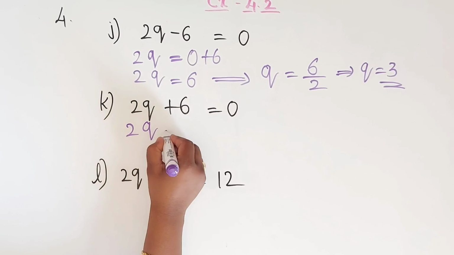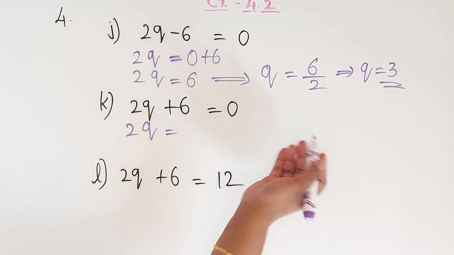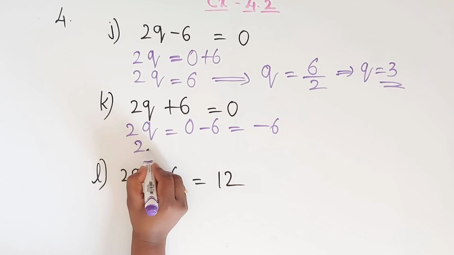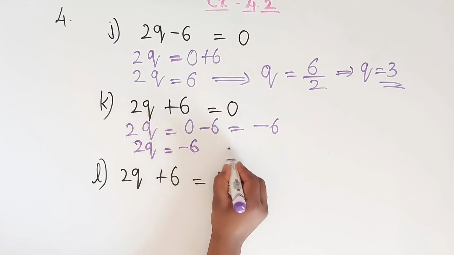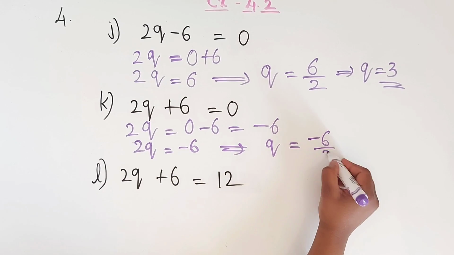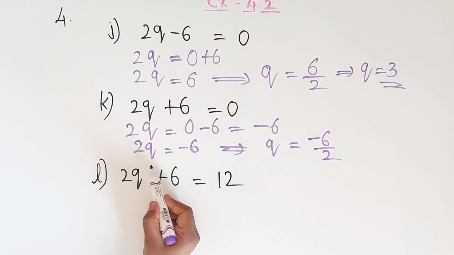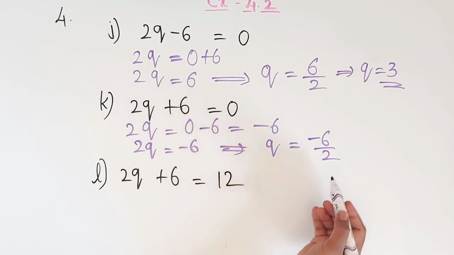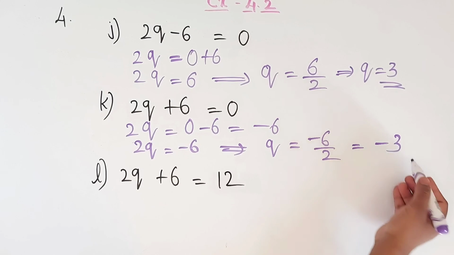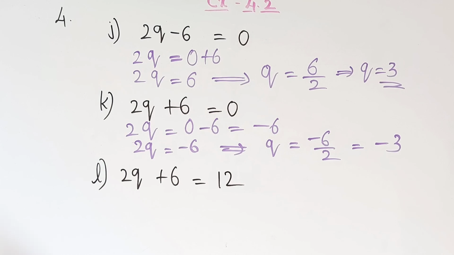Question K. 2q plus 6 equal to 0. Now keep 2q here and send this 6 to the right hand side. 0 minus 6. It is minus 6. Therefore 2q equal to minus 6, children. We want q only, correct? Minus 6 divided by 2. 2 is multiplying here. If you are sending to the right hand side, it will divide. Minus 6 by 2 is minus 3. Minus already there. 2 3s are 6. Minus 3 is the answer.